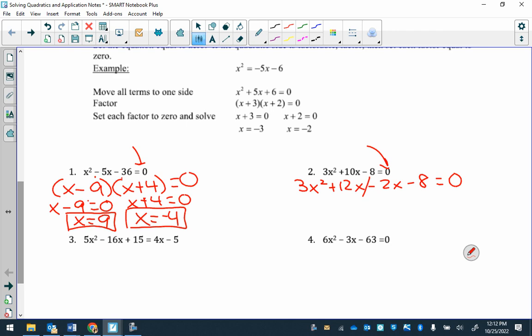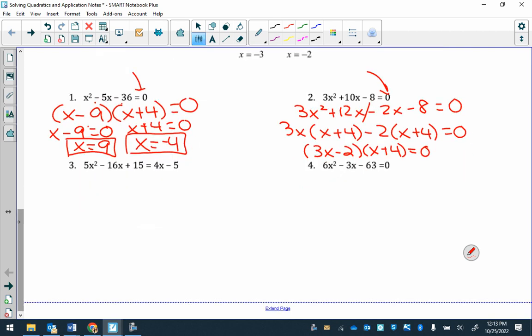Okay. Split the middle. Greatest common factor of the first two: 3x. What are you left with? Okay. Greatest common factor of the first two: negative 2. What's left over? Okay. So if you factored correctly, your parentheses match. So I'm going to group together the outside terms in one of the other parentheses.